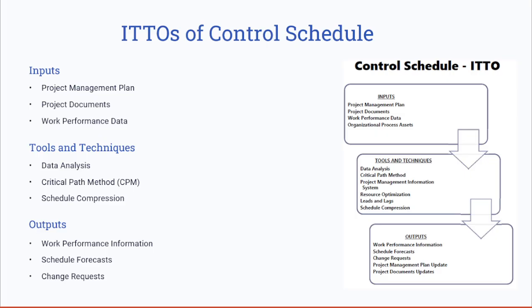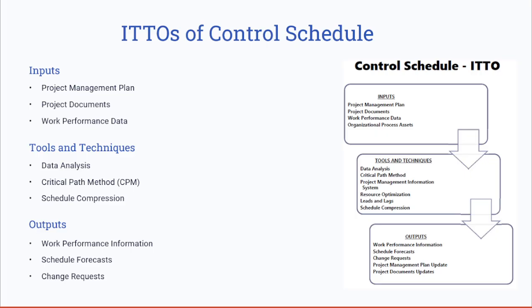The tools and techniques used when controlling the schedule. The first one here you have is data analysis to identify the variance that could cover any schedule deviations. Also, in data analysis, you can use trend analysis to predict the future schedule performance based on the historical data, or the historical records.